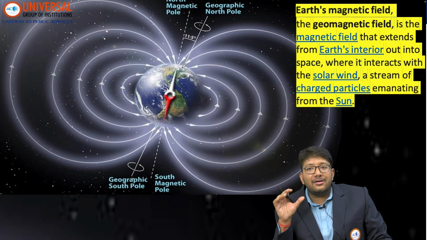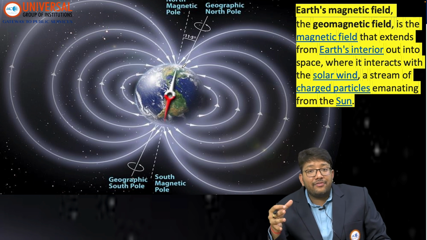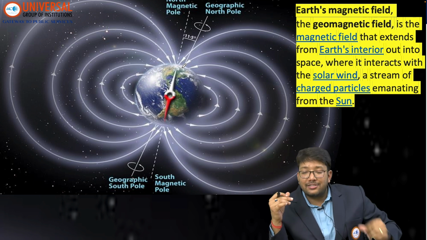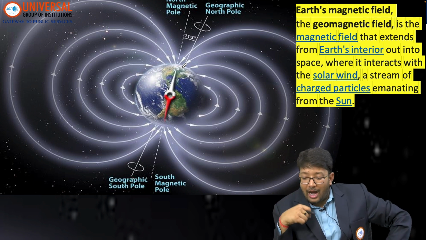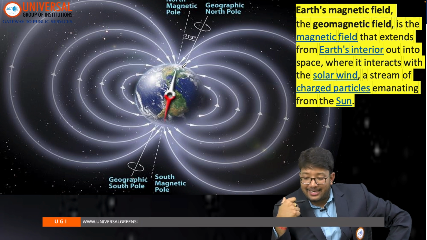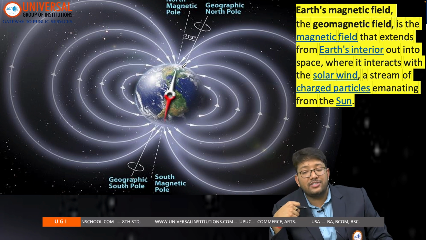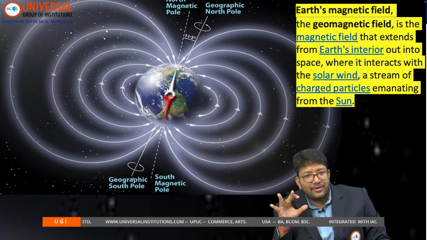Next we will talk about the Earth's magnetic field. The Earth's magnetic field, the geomagnetic field, is the magnetic field that extends from Earth's interior out into space, where it interacts with the solar wind, a stream of charged particles emanating from the sun. Don't worry, I will tell you.